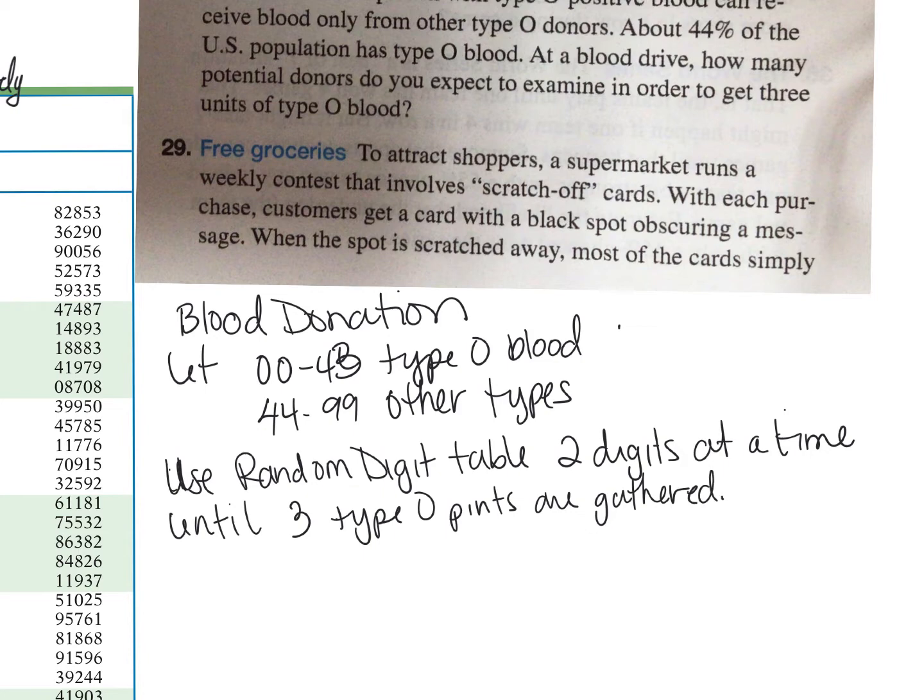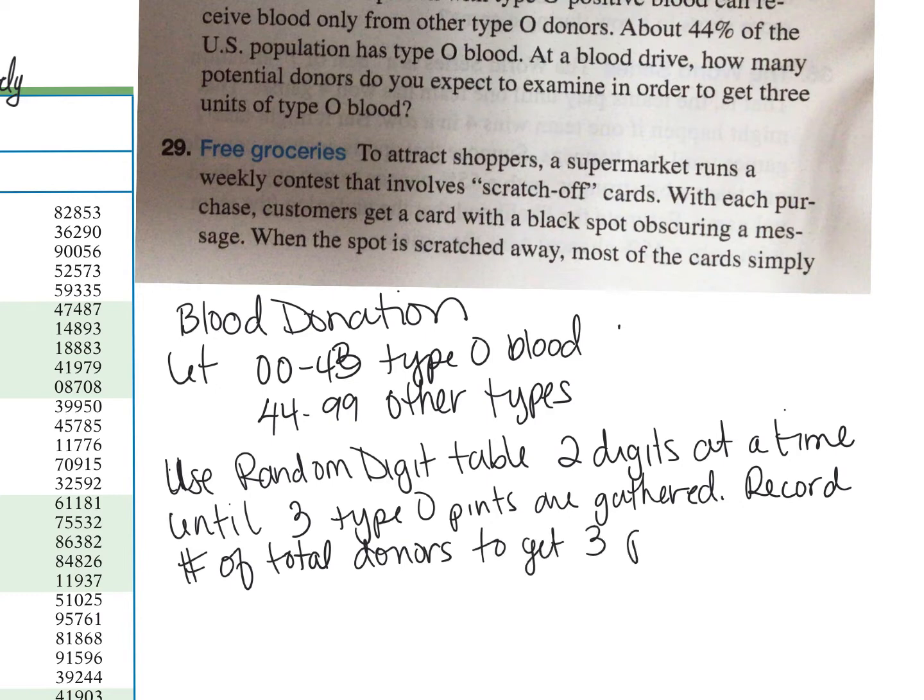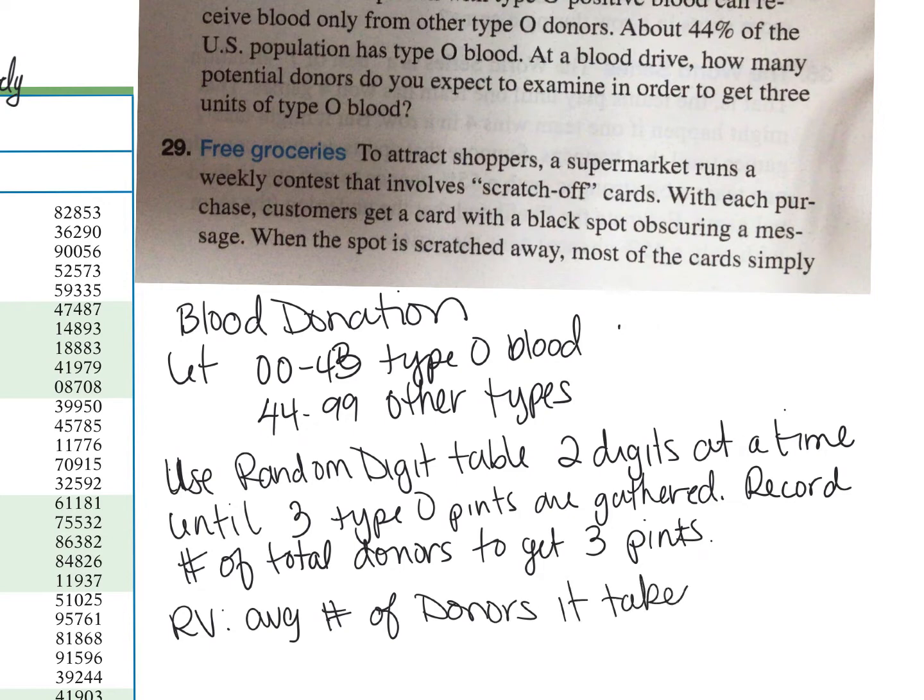Okay, so we're going to record the number of total donors to get the 3 pints. So my response variable is the average number of donors it takes to get 3 pints.